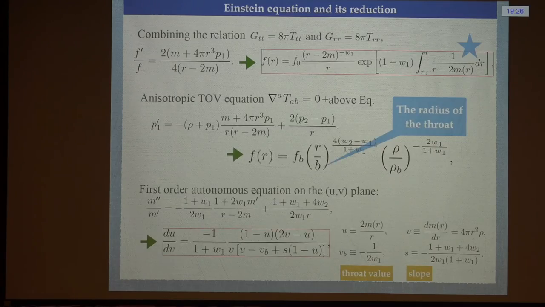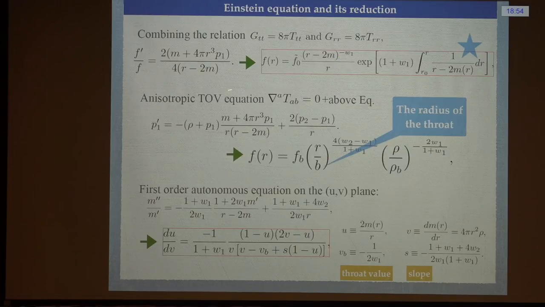Okay, let's go to the Einstein equations. Then the GTT part and GRR part, combining the two, we can have an equation for F like this. So we can write the F function in terms of mass, in this form, by an integration. As you see here, there is r minus 2m. So if r equals 2m, then some coordinate singularities appear.